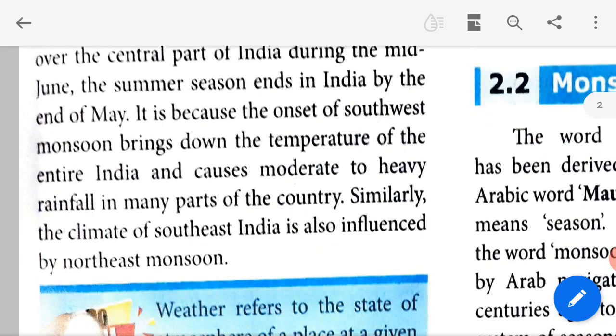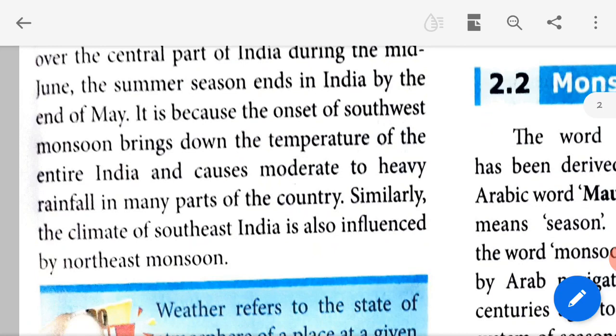Now southwest. I already told you, north is Jammu and Kashmir, south is somewhere near Kerala, Tamil Nadu, west is Gujarat part. Okay, if your map is in front of you, that means to your left you have west. So because of the southwest monsoon, the winds that come because of the southwest bring down the temperature, and so the temperature of central India gets lowered.